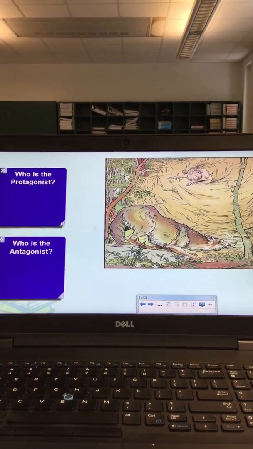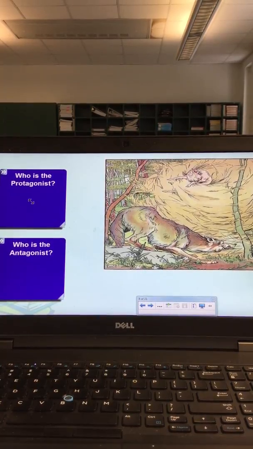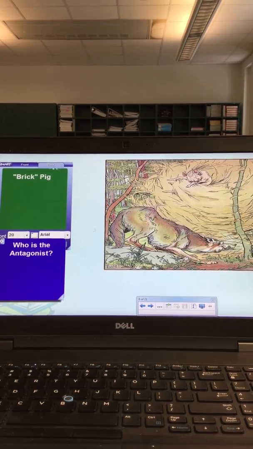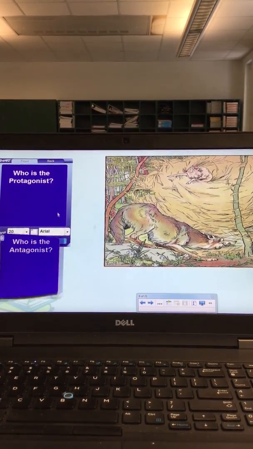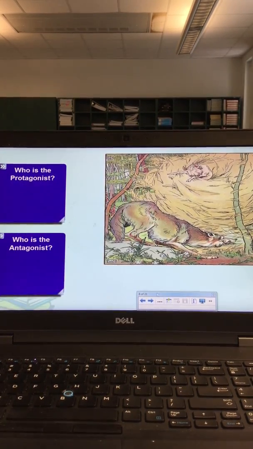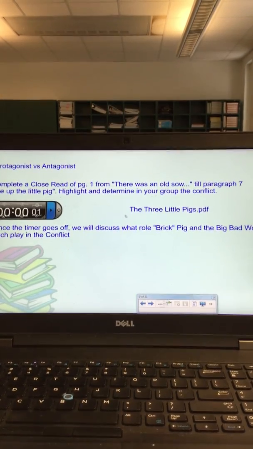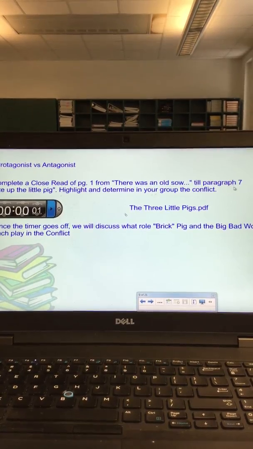And then after discussing, the teacher would bring back the class and then reveal the protagonist is the Brick Pig, and the antagonist is the Big Bad Wolf. So then students are going to go back into the text and do a close reread of page 1 from There Was an Old Sow till paragraph 7, ending with Ate Up the Little Pig.